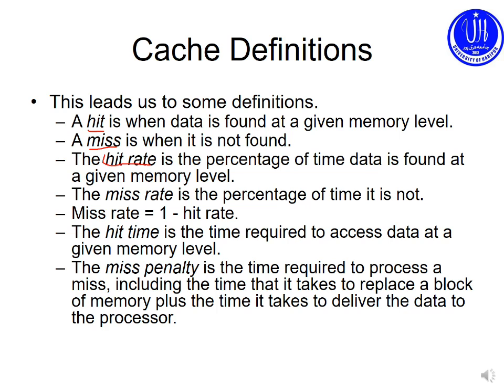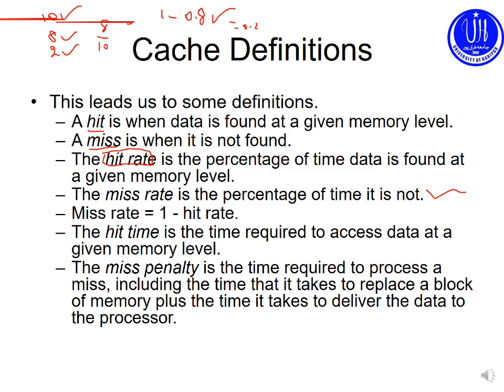Hit rate is the percentage of time data is found in a given memory level. For example, in the last few seconds we did 10 operations in total, of which 8 were cache hits and 2 were cache misses. So 8 divided by 10 is 0.8. This is the hit rate. The total number of operations is 10, the number of hits is 8, and the number of misses is 2. The percentage rate of cache misses is called the miss rate. The miss rate can be calculated as 1 minus hit rate, so 1 minus 0.8 is equal to 0.2.